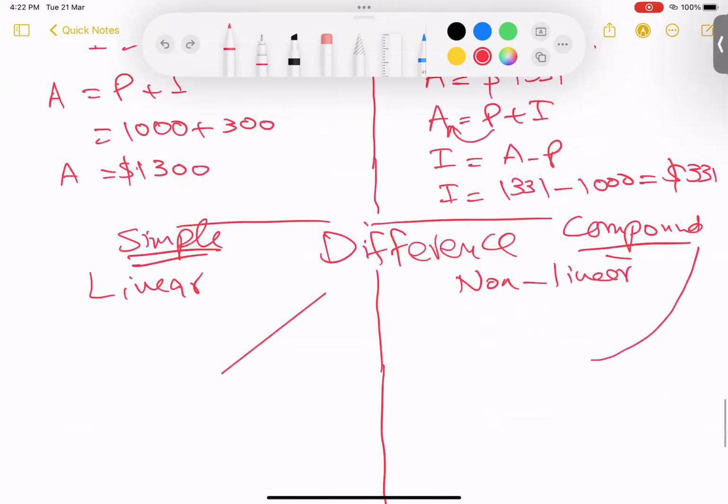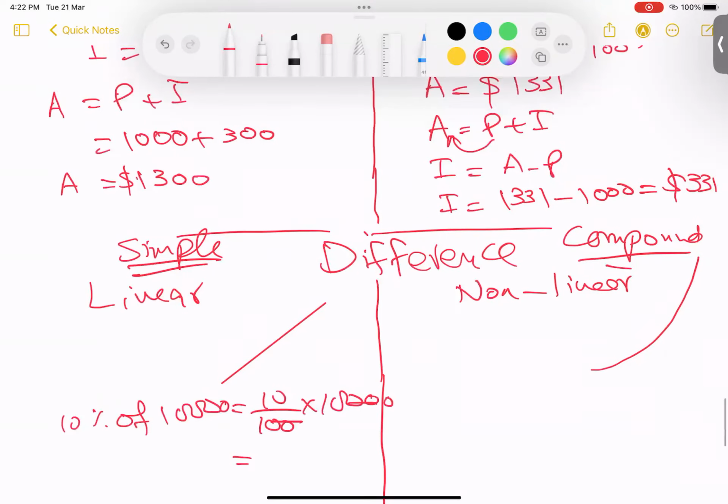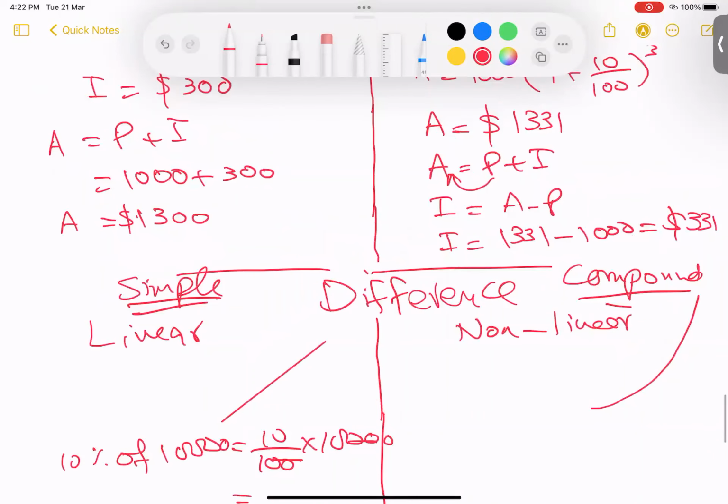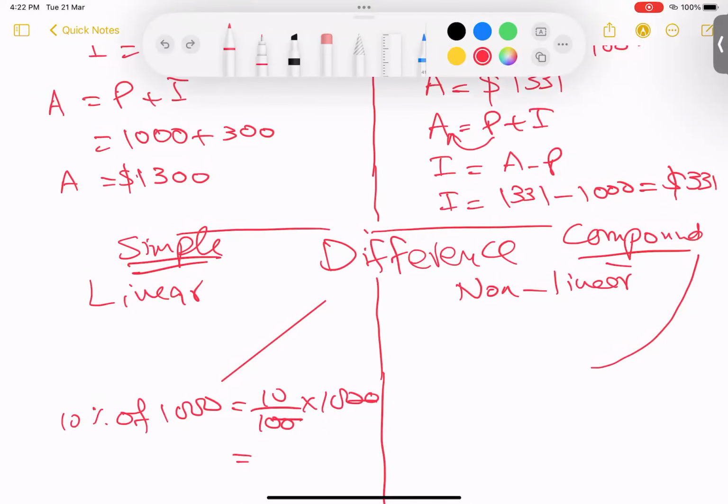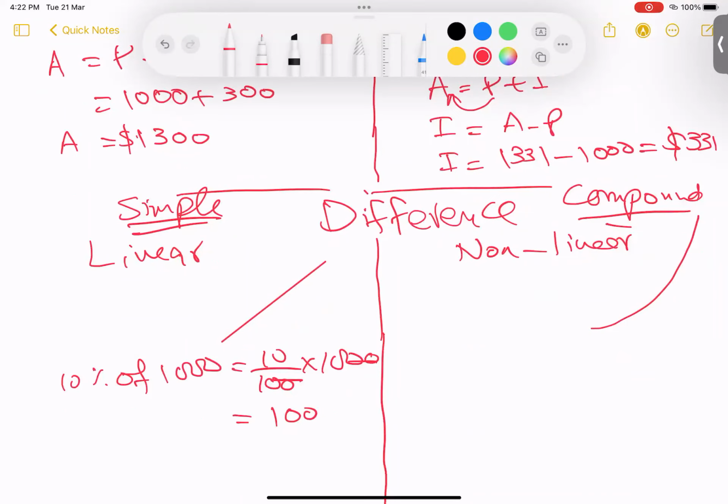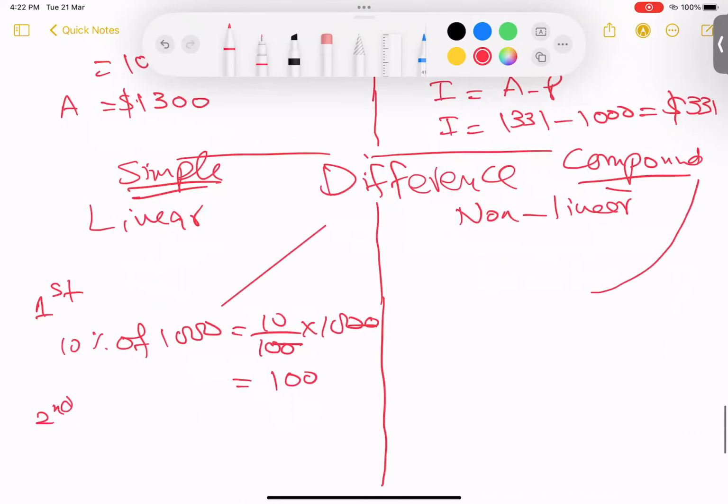So 10% of 1,000. Let's find 10 by 100 into 1,000. So the two zeros cancel. You got, 10,000, not 1,000, 10,000? Let me check. No, 1,000. One minute, please. Yeah, so you got $100 profit in the first year. Second year you got again $100 profit. Third year you got again $100 profit.